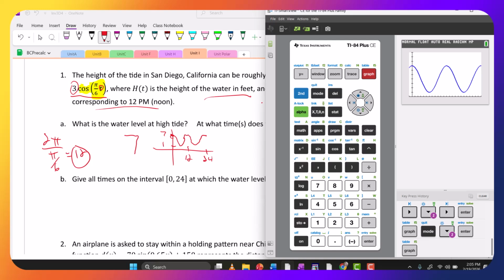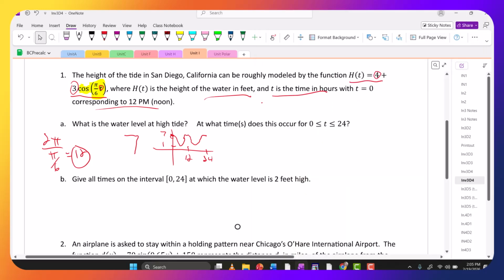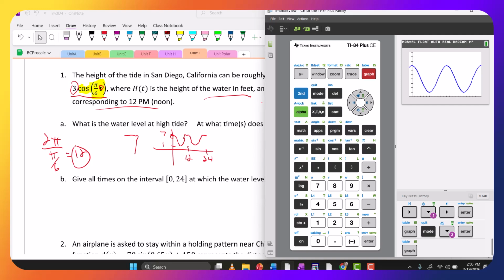So blah blah blah. And then what does it say? Give all the times where the water level is 2 feet high. Okay, so I can go back to my graph and calculator. I think there we go. The height is the h of t. So that's when we plug in 2 here, and then we find those intersections. Isn't that easy, right?